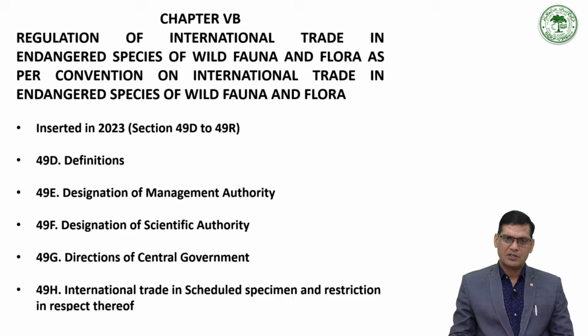Designation of Scientific Authority. The central government shall by notification designate one or more institutes engaged in research on species as scientific authority for the purpose of this chapter for fulfilling the functions under the convention. The designated scientific authority shall advise the management authority in such matters as may be referred to it by the management authority. Section 49G deals with directions of the central government. So the central government can give directions to the management authority and the scientific authorities.